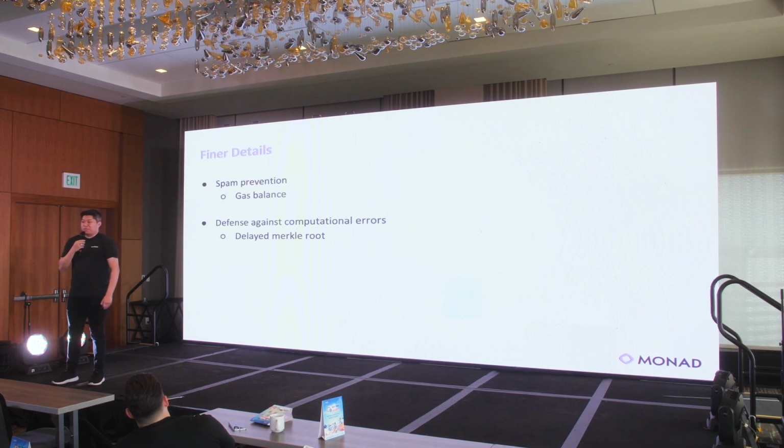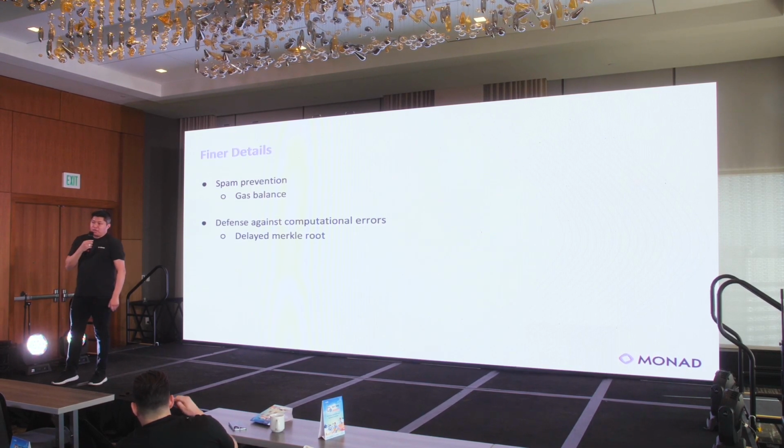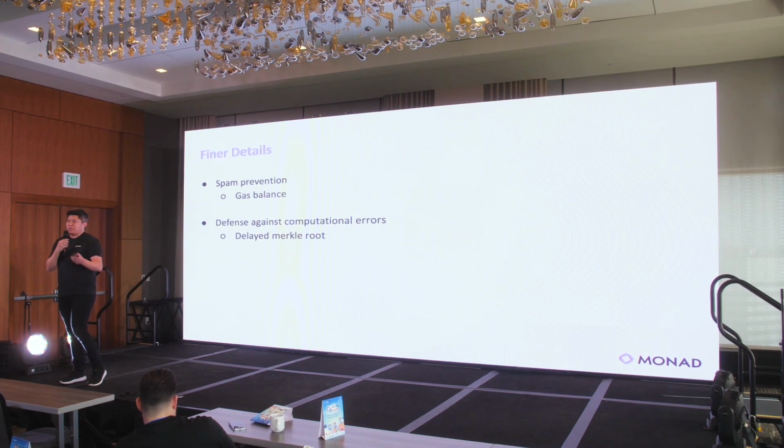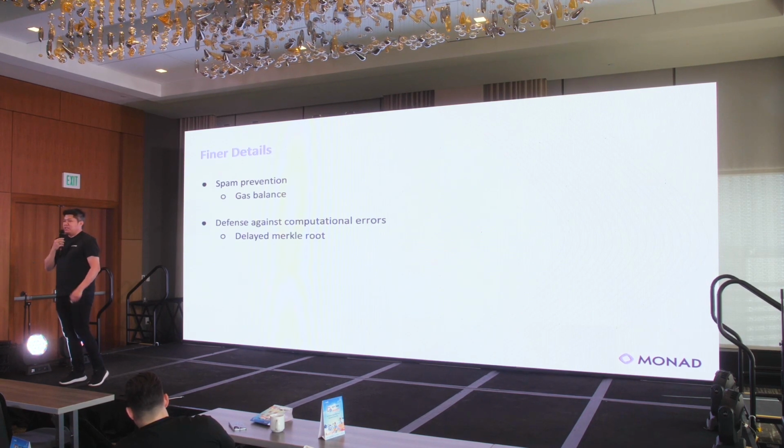Just a couple of finer details you might be worried about, because the nodes are coming to consensus with a delayed view of the state. Could there be potential for spam, where someone can submit a transaction from an account that is now empty? We address that through something called the gas balance problem, which we could talk about more later if there's interest. And lastly, you might worry about the nodes because they're all executing independently. What if one of them gets hit by cosmic rays and is now out of sync? We have a way of addressing that as well with the delayed Merkle root.